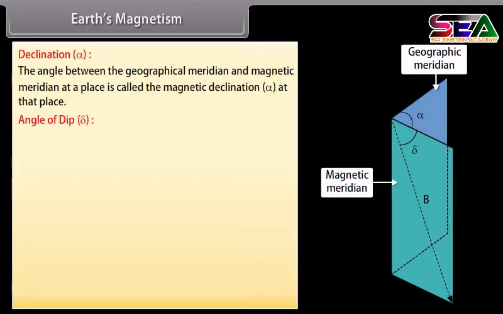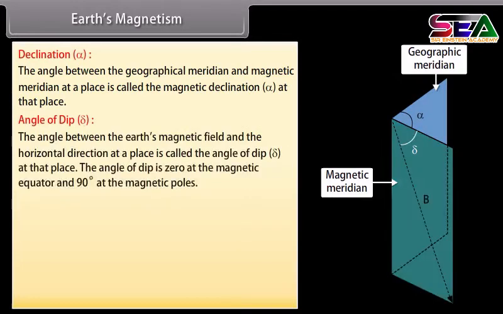Angle of dip, delta. The angle between the Earth's magnetic field and the horizontal direction at a place is called the angle of dip at that place. The angle of dip is 0 at the magnetic equator and 90 degrees at the magnetic poles.